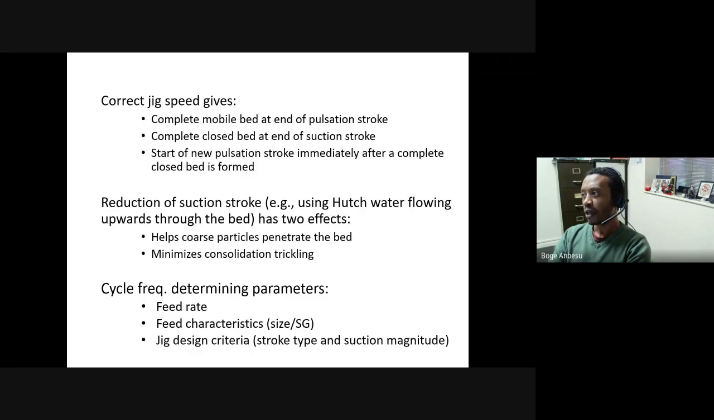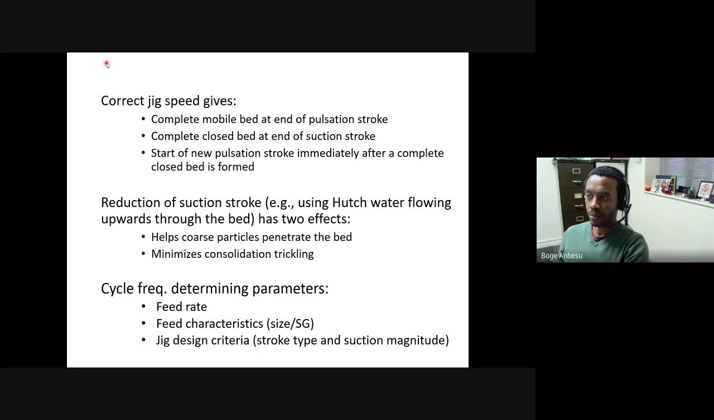Obviously, when you apply a pulsation stroke, you should have now completely made the bed mobile. So in this case, you should have a scenario where all particles have been lifted up. Okay, and when you apply a suction stroke, particles should all fall down and stratify. So those are the two scenarios. And obviously, as soon as you finish the suction motion, you apply the pulsation stroke. Okay, and then that goes one after the other in quick succession. So you have that motion of particles going up and down and up and down and up and down.